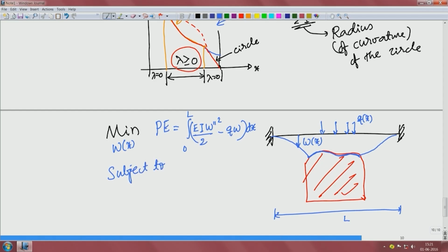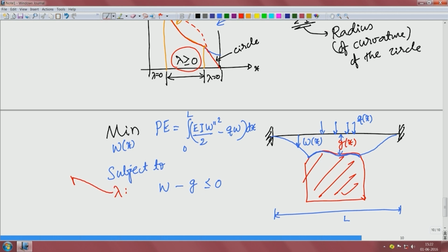When we minimize potential energy, we will find the W of x that gives a static equilibrium solution, but then we have the problem that the W that we get has to be less than the gap function. So here we can define a gap between the beam and the obstacle. We say G is less than or equal to 0, that is, W minus whatever gap is different at different points, which will be specified, and hence there will be a corresponding lambda here.